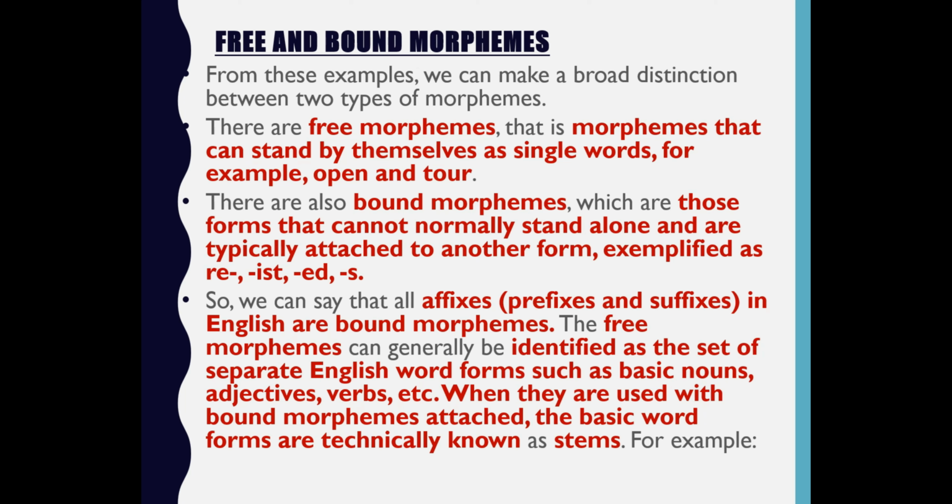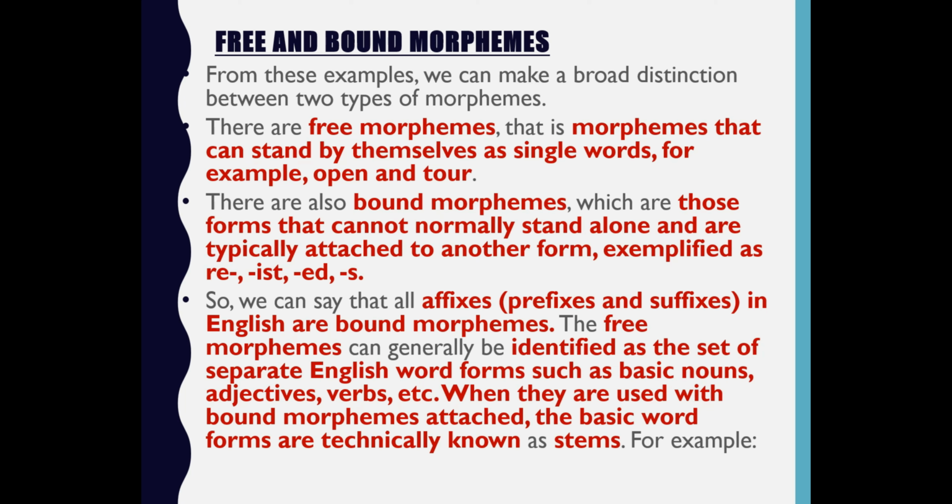The free morphemes can generally be identified as the set of separate English word forms such as basic nouns, adjectives, verbs, etc. So, it says that free morphemes are usually either nouns, adjectives, verbs, and so on. When they are used with bound morphemes attached, the basic word forms are technically known as stems.